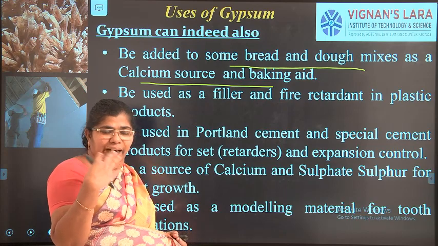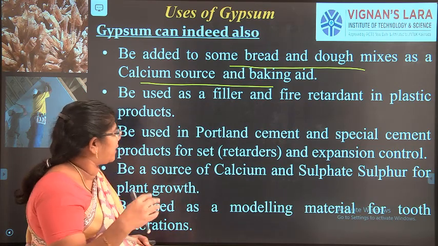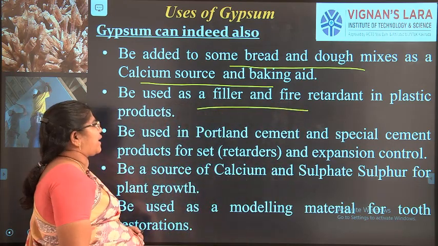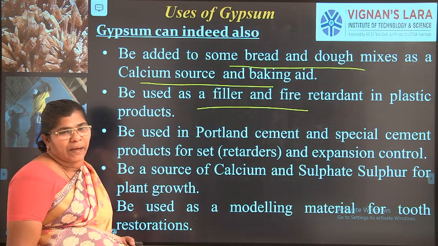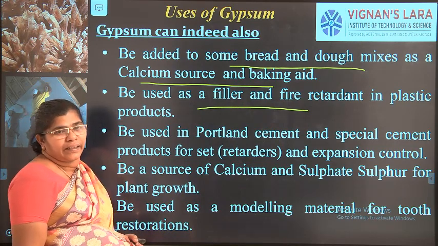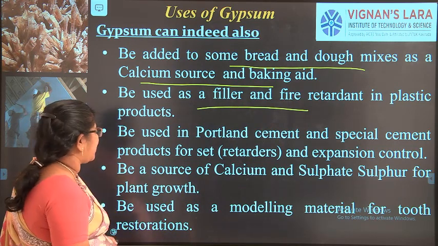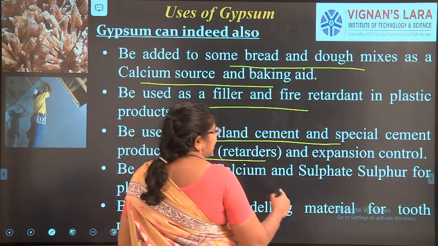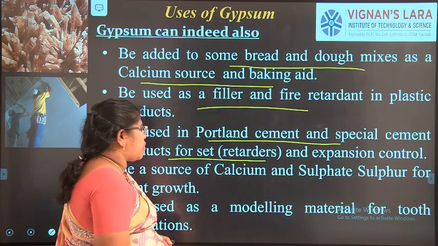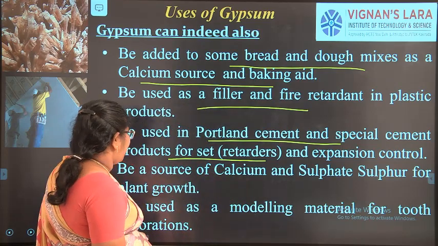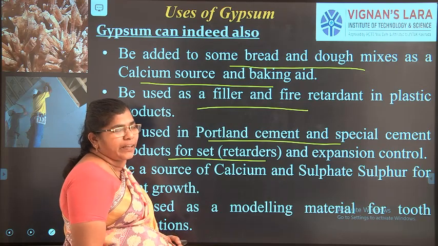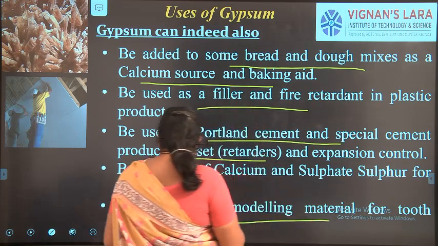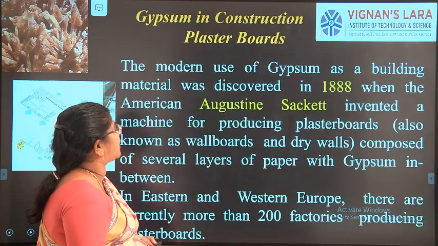a catalyst agent, and it will speed up the action, and it will give taste also. It acts as a filler and fire retardant in plastic products, by which the heat resistance of the plastic product can be increased. It can be used in Portland cement and special cement products for retarders and expansion control. It is a source of calcium and sulfate and sulfur for plant growth, and it is used as a modeling material for tooth restoration. Mostly they use this in dentistry.